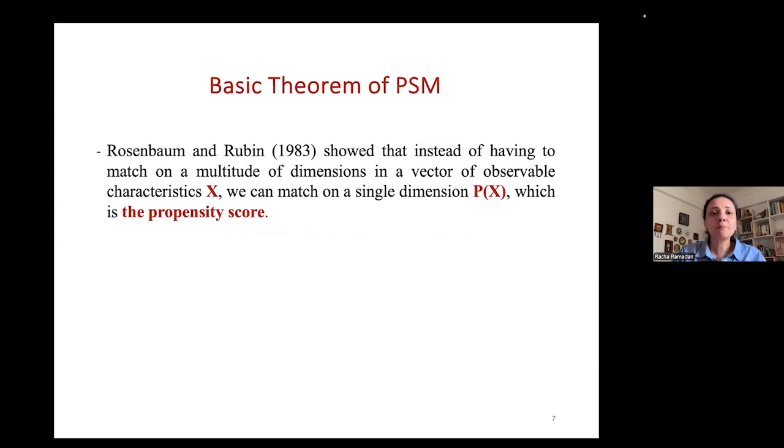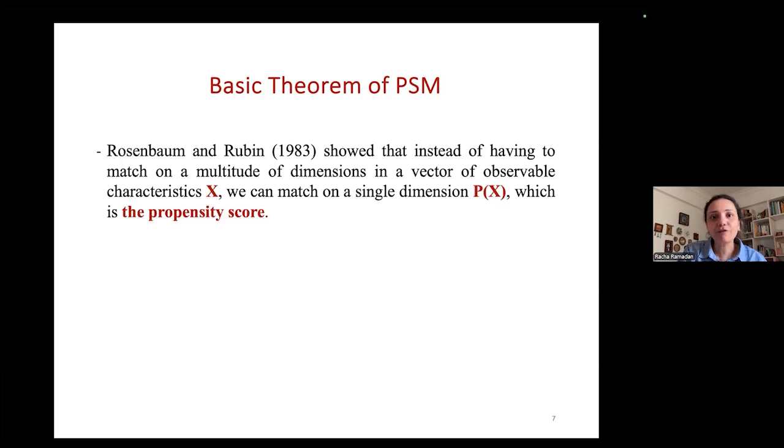Rosenbaum and Rubin in 1983 found that, okay, let's not match based on individual characteristics or observable characteristics. So I should not only match based on gender or based on education or based on these characteristics, but we are not sure how we will give them their weights. So they said that let's match between the counterfactual group and the treatment group using a vector of observable characteristics and create a single dimension, which is the probability of being selected into this program based on these characteristics. And this is what we call propensity score.